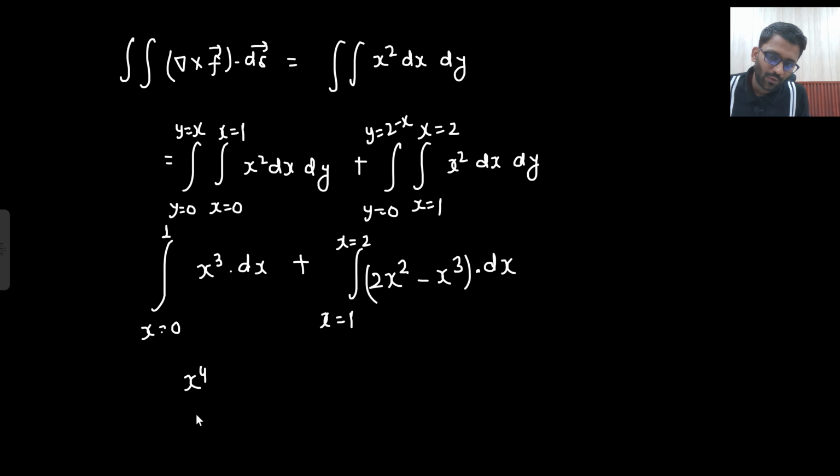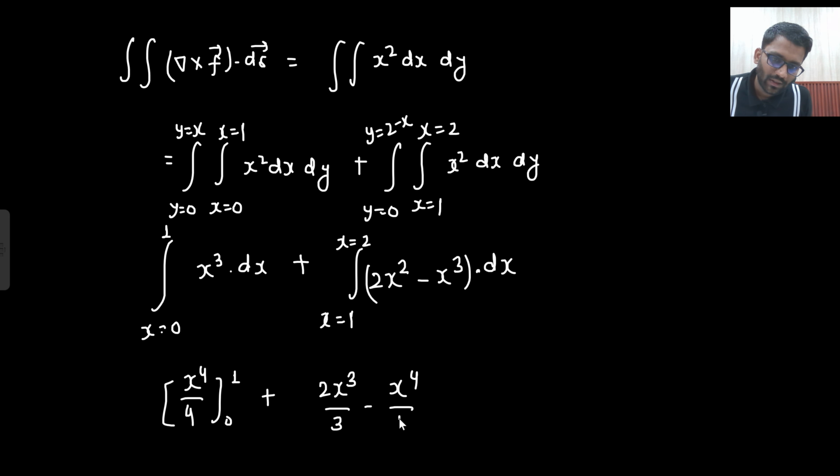So x to the power 4 by 4 from 0 to 1 plus 2x to the power 3 by 3 minus x to the power 4 by 4 from 1 to 2. Again, let's check all the calculation. From 2 minus x times x square, 2x square minus x cube, 2x to the power 3 by 3 minus x to the power 4 by 4. Yeah, okay.